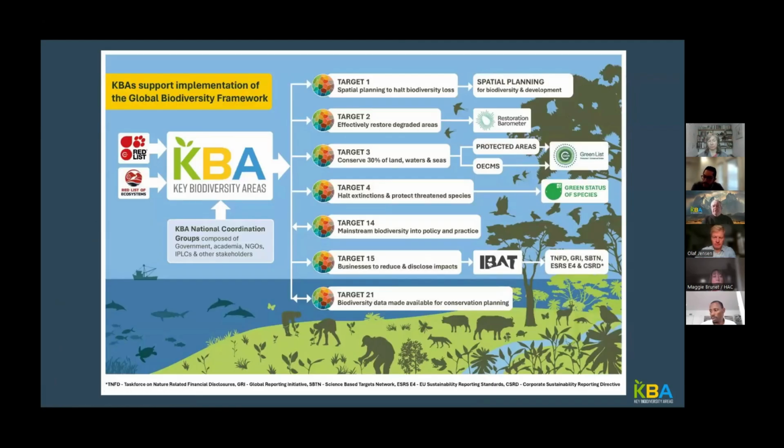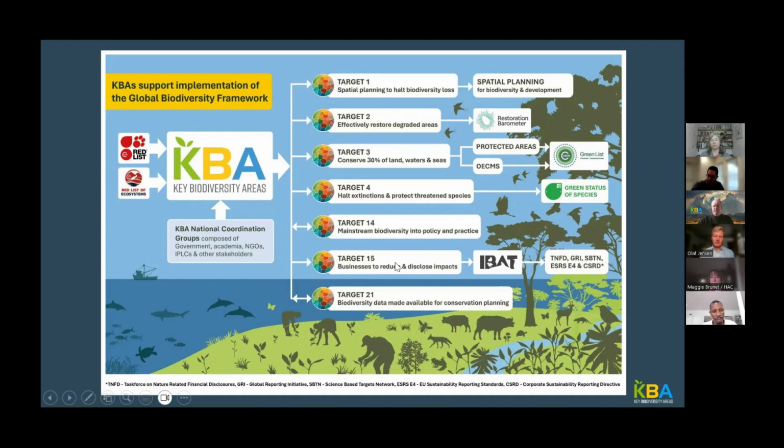KBAs aren't just relevant to Target 1 and 3, though. They can be used in Target 2 to guide where you might target restoration initially, because restoring KBAs means you're restoring a globally significant site. In terms of helping halt extinctions under Target 4, and helping in terms of mainstreaming, if you have a good KBA network and you use that map, you can use that map to actually mainstream biodiversity into the policy and practice of other government departments and institutions.